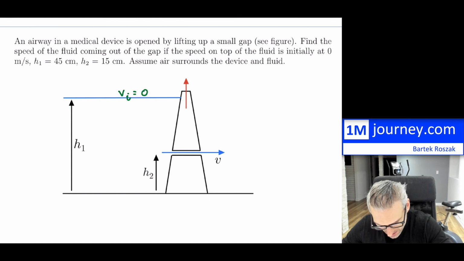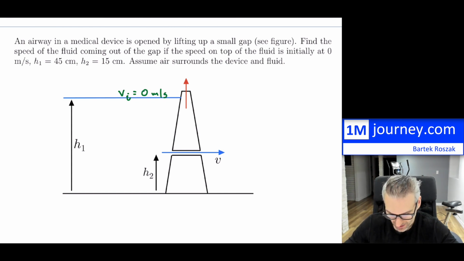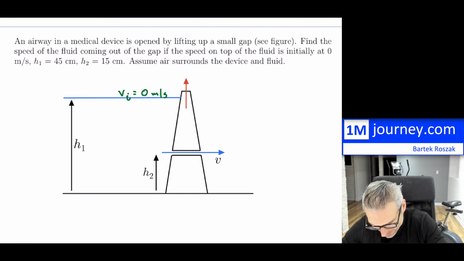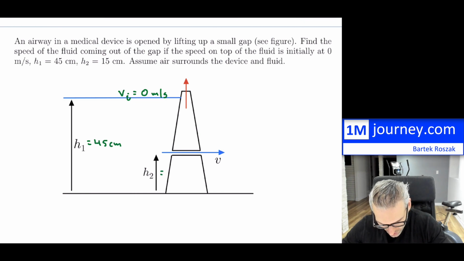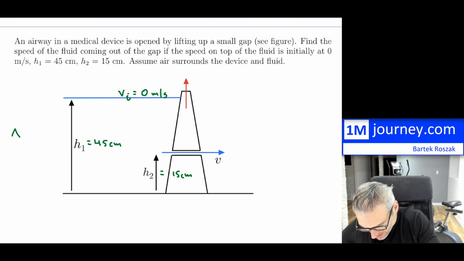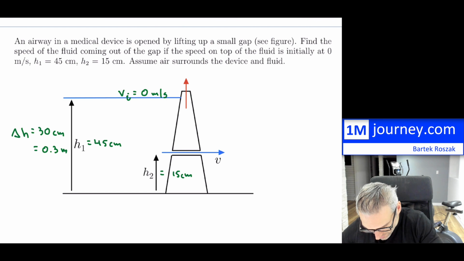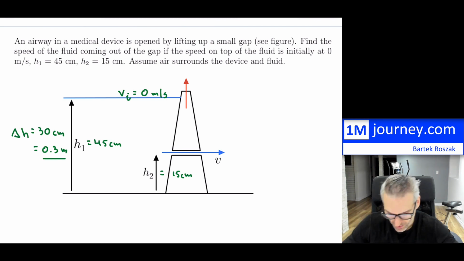It is basically 0 meters per second. Okay, so that's what we have here. Now it tells us that H1 is 45 centimeters. So this is 45 centimeters. H2 right there is only 15 centimeters. So notice that the difference in height, 45 minus 15, would have been 30 centimeters, or 0.3 of a meter. So that's what we would have had over here.